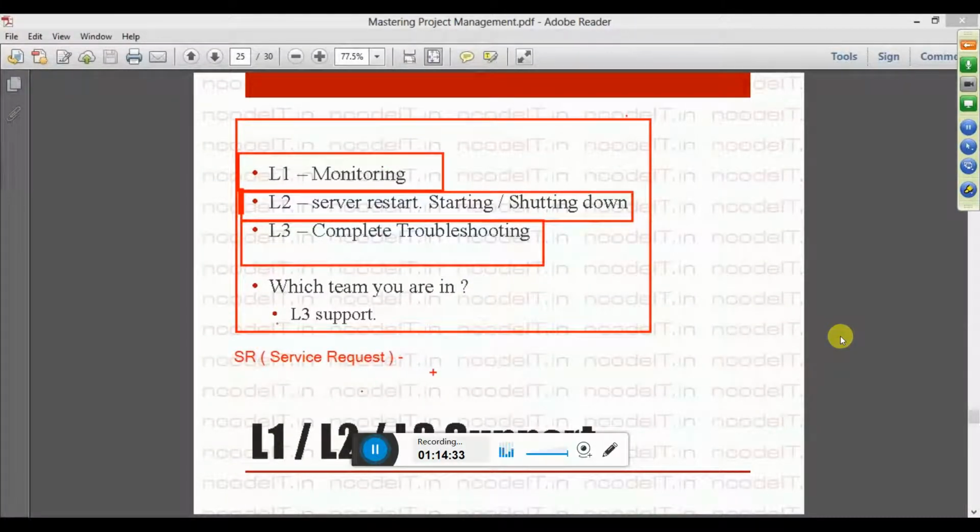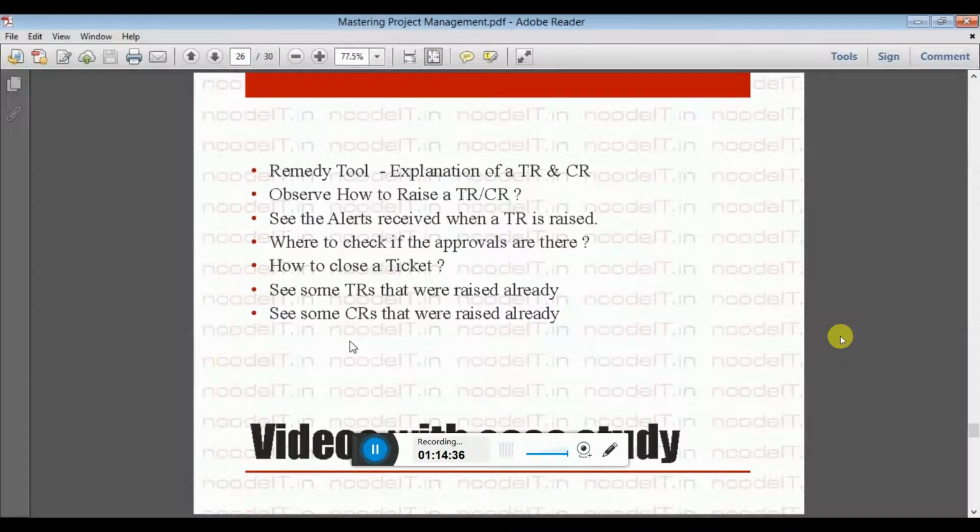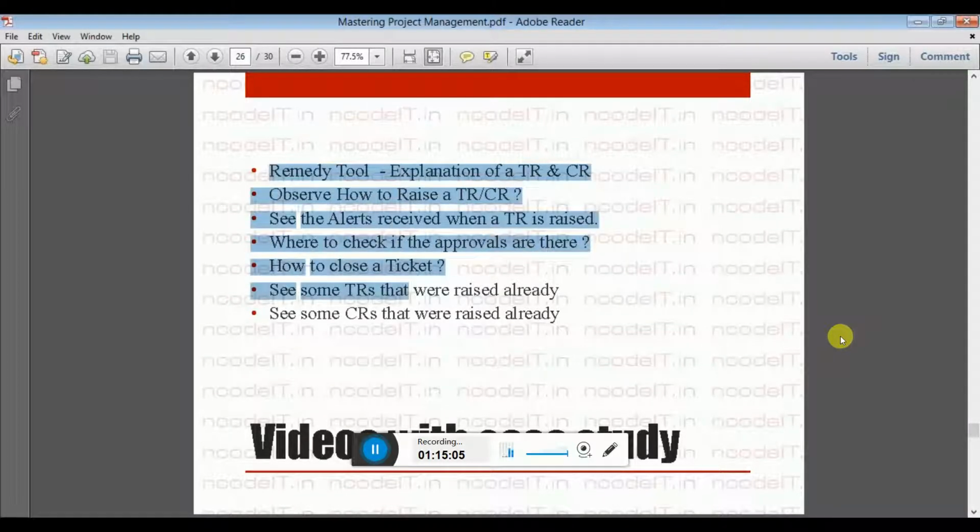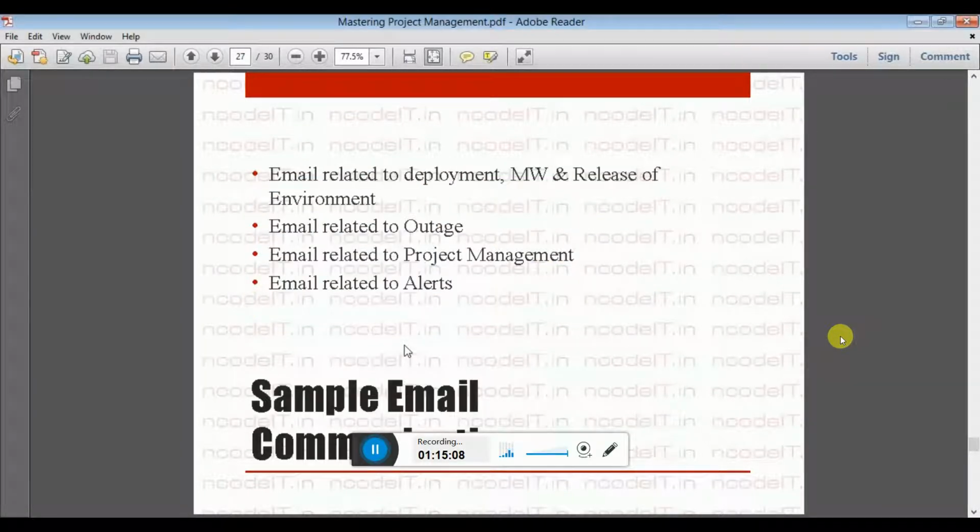Alright, then apart from this, you are already given the videos with the Remedy tool, so make sure you observe how to raise a CR and how to raise a TR, at least the explanation, especially the interface is what you need to understand. See the alerts that are received when a TR is raised, and see if the approval is there or not for any ticket, then how you close a ticket. These are all simple things. It's just confidence that yeah, this is how you do it.